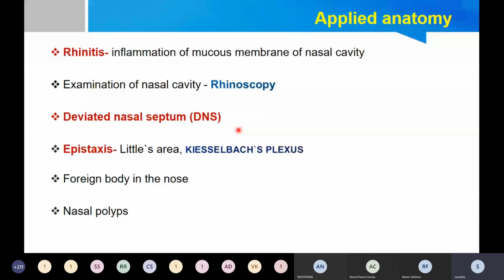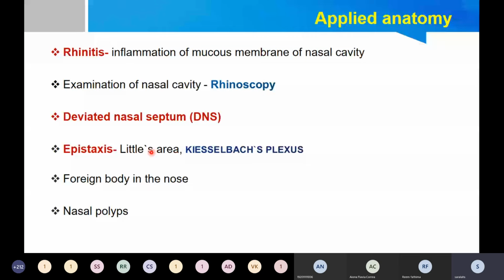So a few words about the applied anatomy. One of the applied aspects is rhinitis. I think you all know. Inflammation of the mucous membrane of the nasal cavity is called rhinitis. Then how do you examine the nasal cavity? The procedure is rhinoscopy. The scope is a mirror or a speculum which is used to examine the nasal cavity, and that's called rhinoscopy. Then deviated nasal septum, we'll talk about this. And epistaxis, I already mentioned. Bleeding through the nose is called epistaxis.